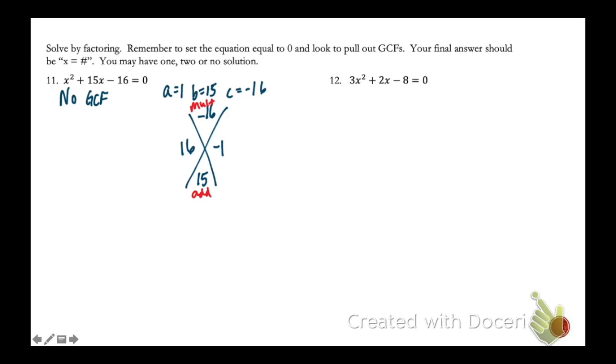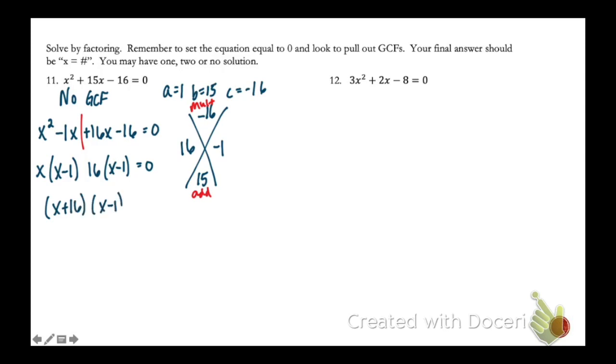So now I'm going to go back to my problem, and I'm going to replace the middle term, 15x, with my 16 and my negative 1. I'm going to flip them. I want my negative 1 to be with my x squared and my 16 to be with the other 16. So I'm going to write x squared minus 1x plus 16x minus 16 equals 0. Now I draw a line down the middle, and I factor by grouping. Pull out a GCF, pull out a GCF. Remember, those two parentheses need to be the same, so they both say x minus 1 in them, so that's good. My factored form is going to be x plus 16 times x minus 1. And now to solve it, I'm going to set both these factors equal to 0 and get my solutions.